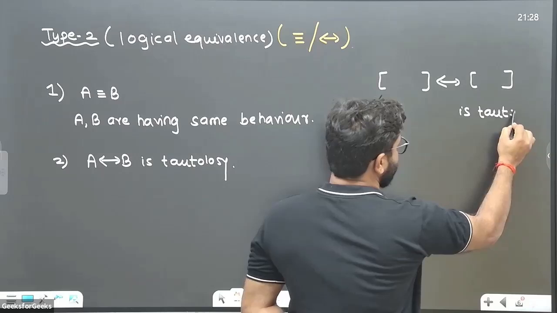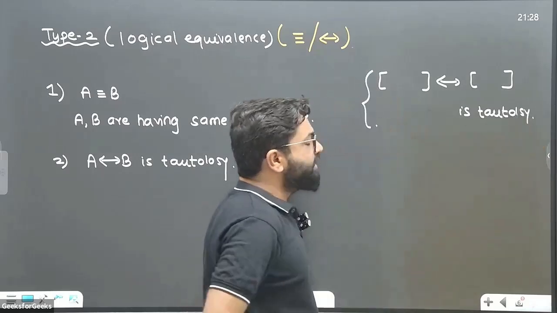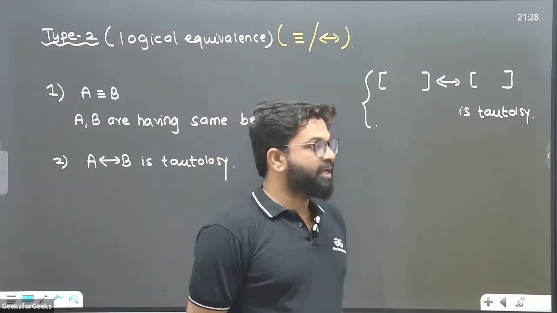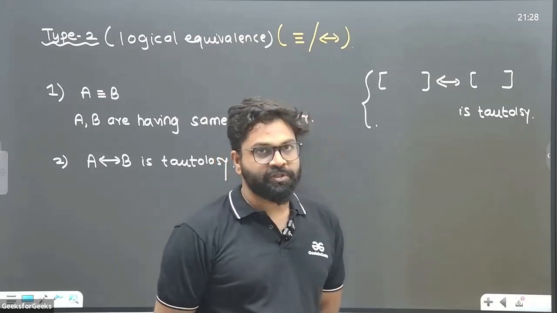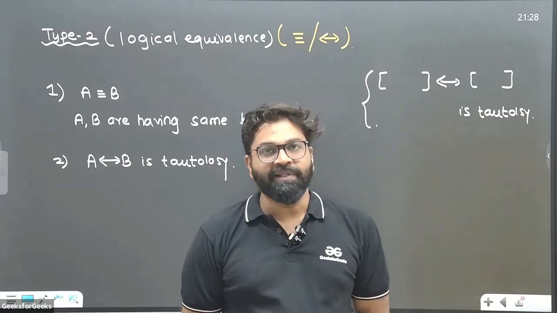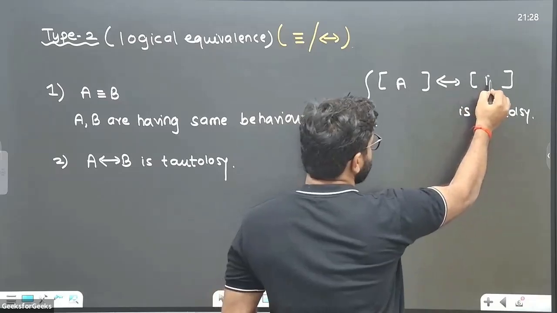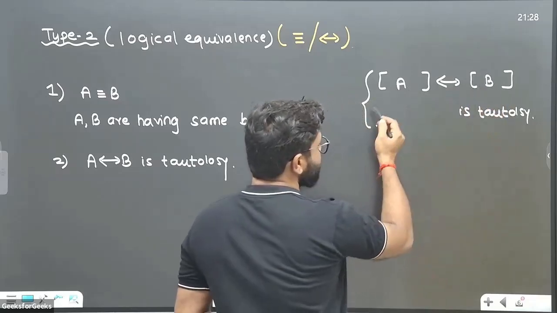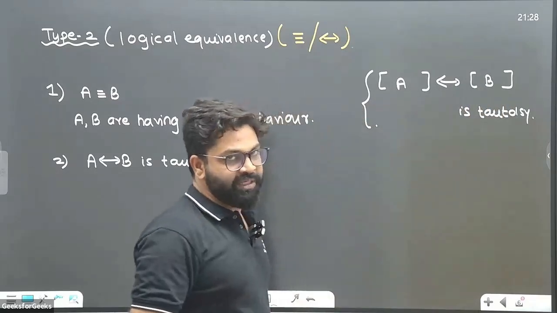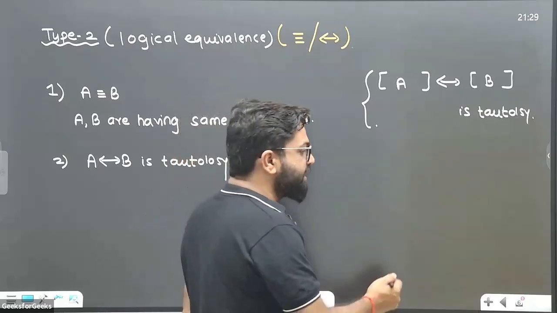So this is related to your type 2. Suppose they give something where the first expression, then a double implication, then the second expression, and they ask you to check whether it is a tautology or not. How will we say it? We will say this is your expression A and this is your expression B. So if expression A double implication expression B is a tautology, they are asking.